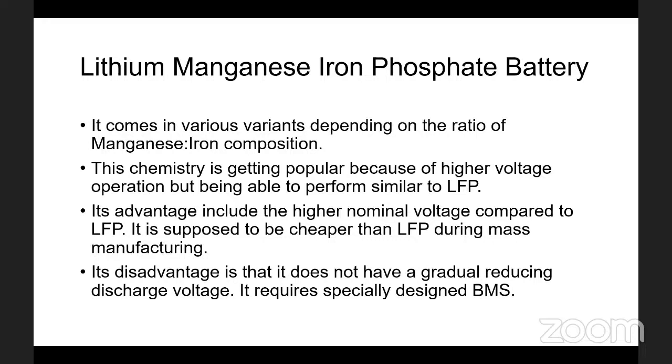And then it is expected to be cheaper than LFP when it hits mass manufacturing, which would be down the years, not right now, because of the higher potential and similar material cost, and manganese is not very expensive. But it has a disadvantage that the voltage is not very gradual. It has something called a double dip, so it requires a specially designed BMS.